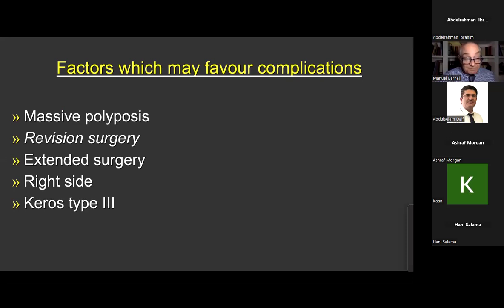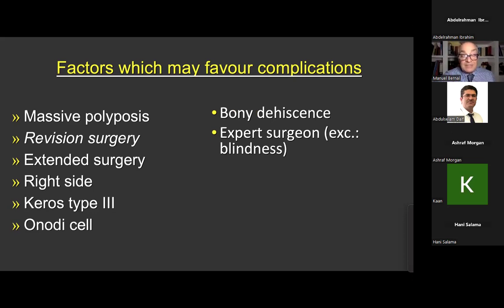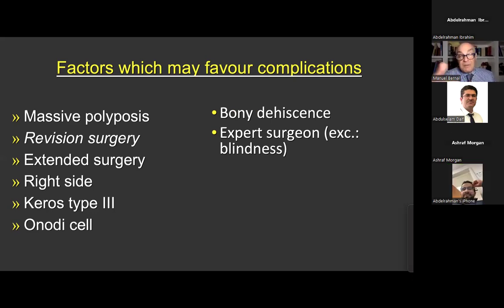Then it's the other side. Keros type 3, and particularly the more horizontal or horizontalized situation of the lateral lamella. I will show you that back then. The existence of Onodi cells, bony dehiscencies, be it on the carotid, be it on the orbit. Expert surgeon, with the exception of blindness, your patients are more at risk of suffering complications in the hands of expert surgeons because they think, I know everything, I can risk myself to open that last cell that eventually wasn't a cell. This is very old.